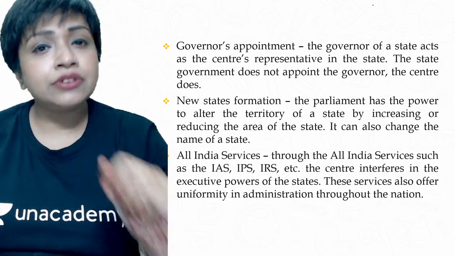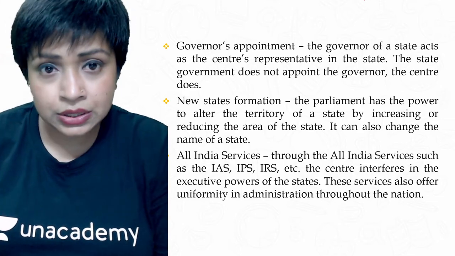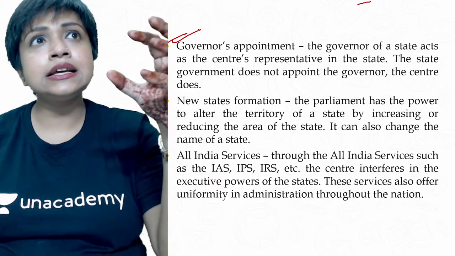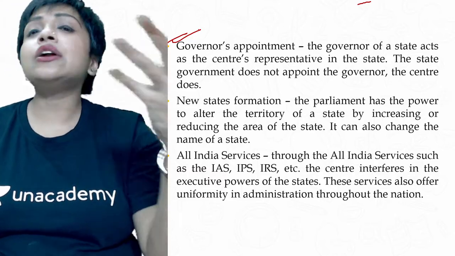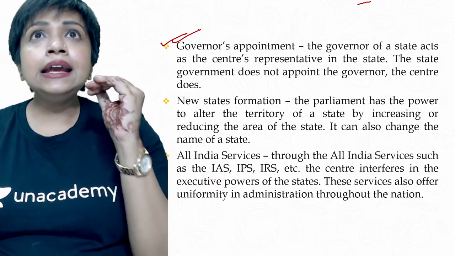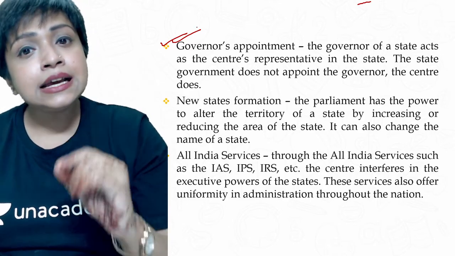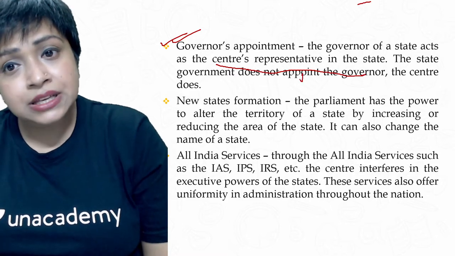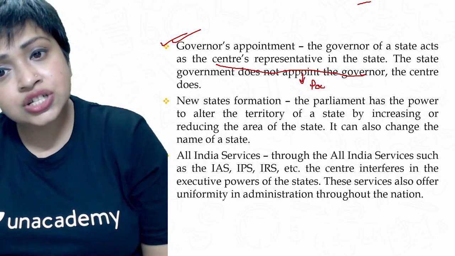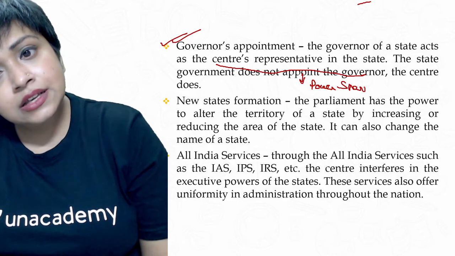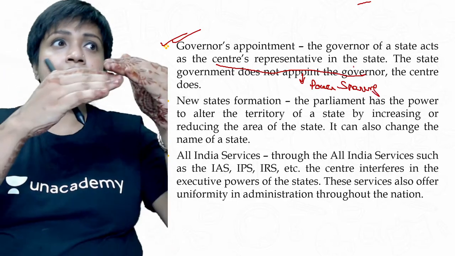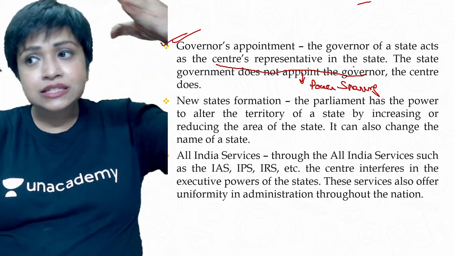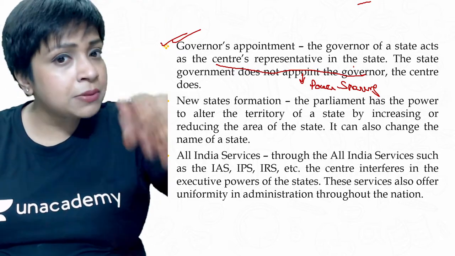Now let's talk about the governor's appointment. Now, when we talk about the governor, he should be the head of the state, right? But in India, the governor is basically the center's representative in the state. So that means here again, power sharing is not strict, because if I send someone who is a representative of the union to the state, that means the bridge between the union and the state is not being maintained.